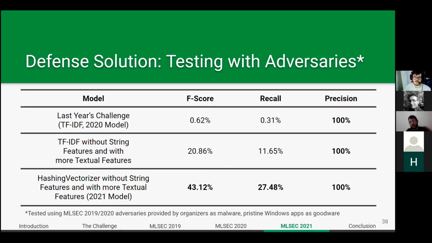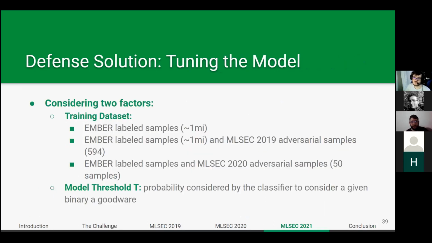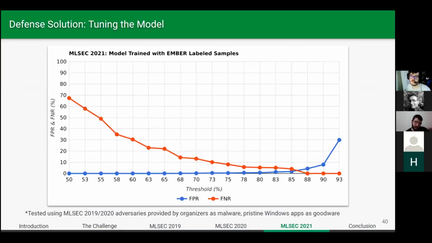It's important to note that all the classifiers have a high precision. This indicates that they detect all Windows apps as being goodware. The only problem here is detecting, in fact, malware, because the recall is quite low. So to tune our solution to improve this problem with recall, we considered 2 factors. First, the training dataset: we considered 3 different sets, all of them containing the EMBER labeled samples. The only difference is that one of these sets includes the MLSEC 2019 adversarial samples, and another the 2020 adversarial samples. And we also changed the model threshold once again to see which threshold was the best for this context.